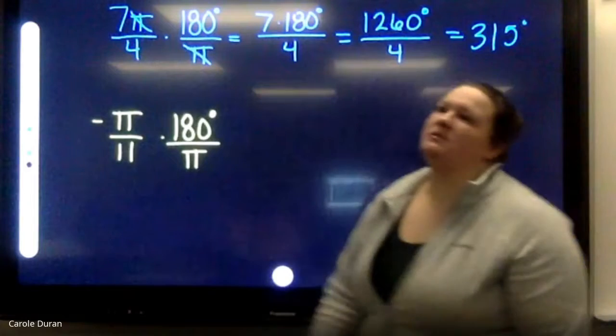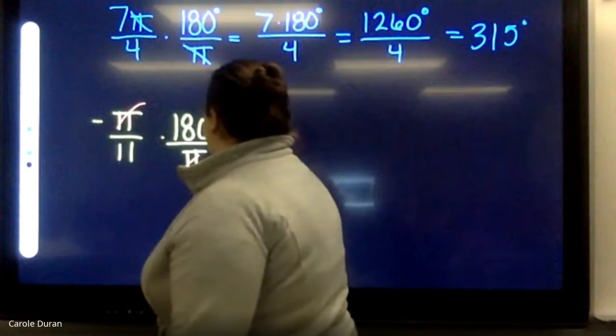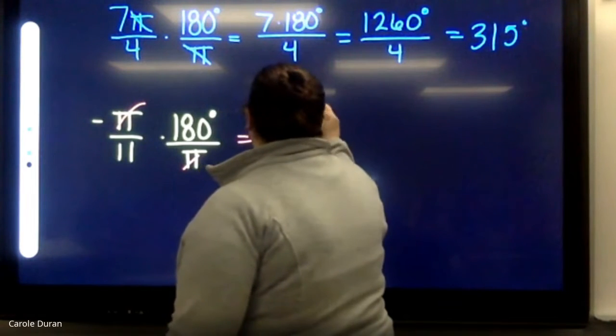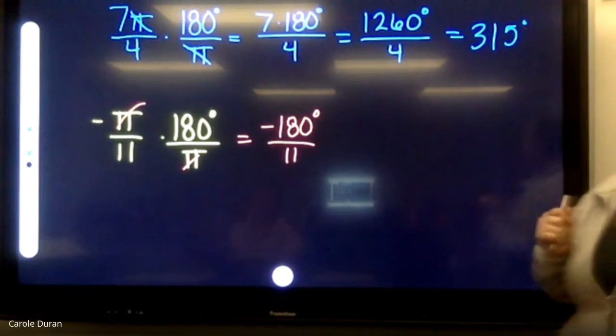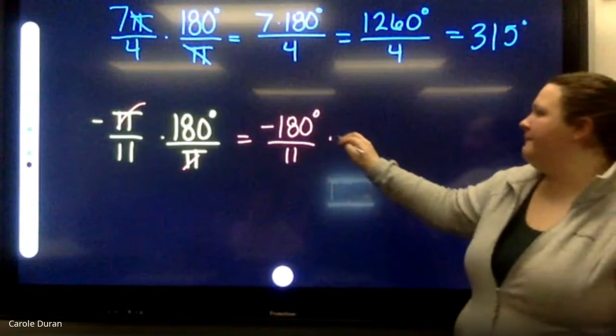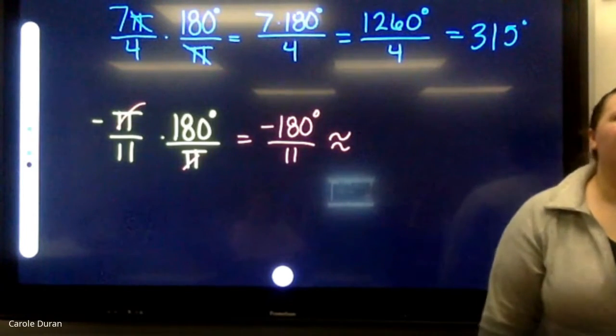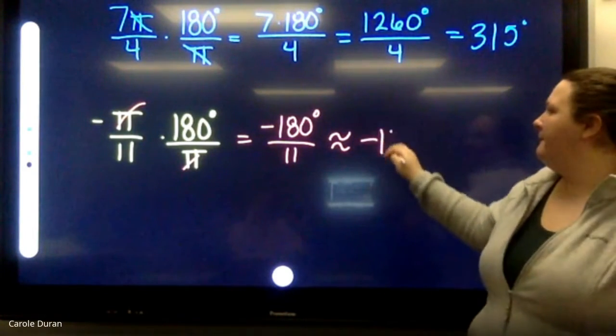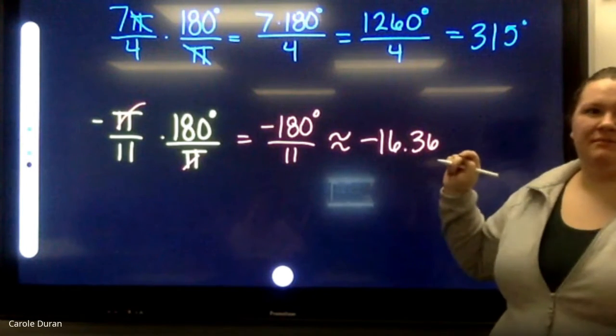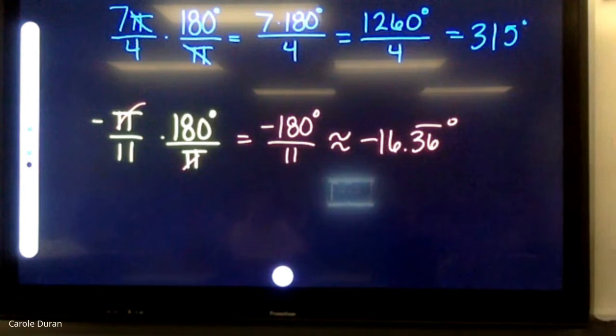What did we already notice? The pi's are going to cancel, leaving me with negative 180 degrees over 11. Can I reduce that at all? No. So just out of curiosity, what is the decimal equivalent for this degree? Let's use our calculator and take it to 4 decimal places. 3636. Okay. But I thought we wanted absolute values. We do. I said out of curiosity, what is the decimal equivalent?